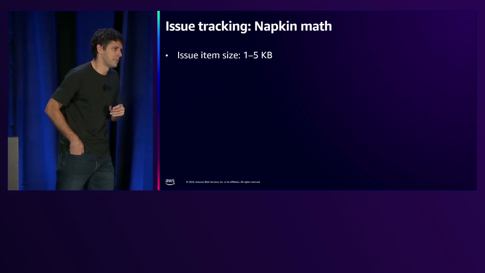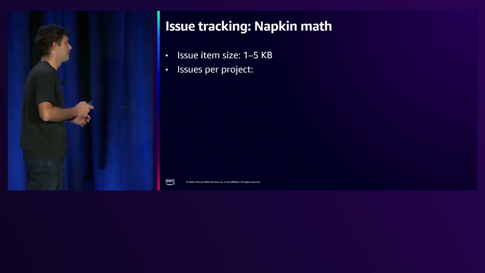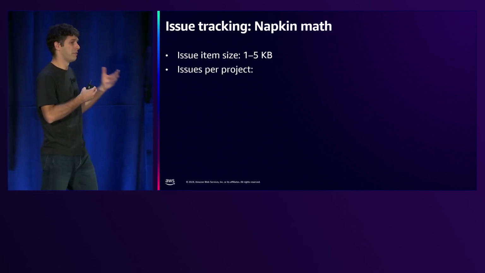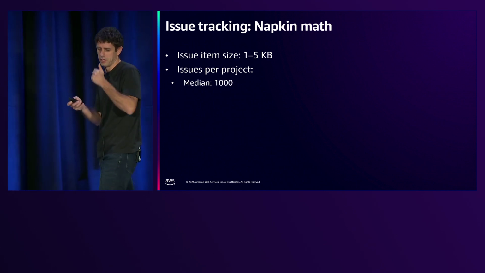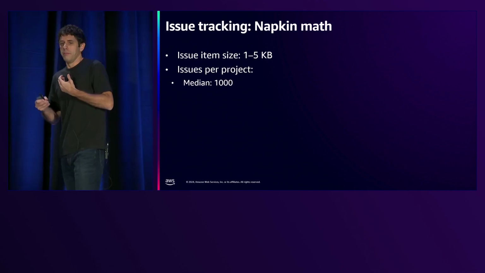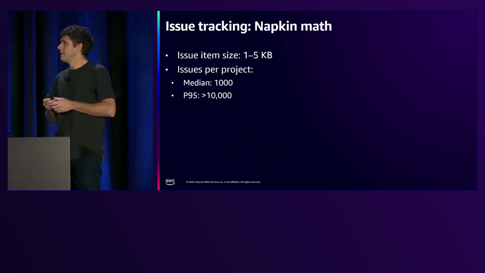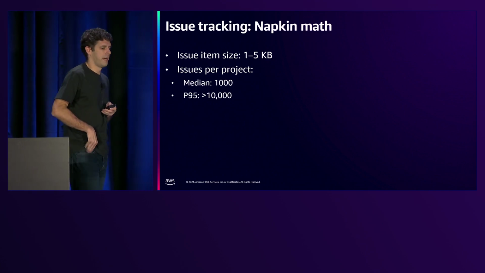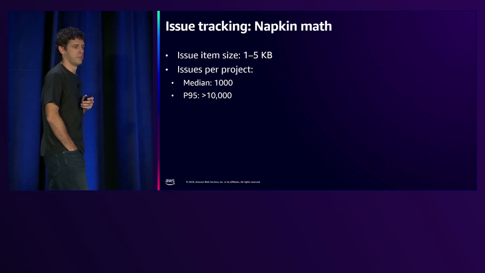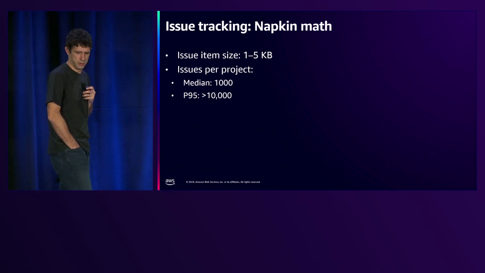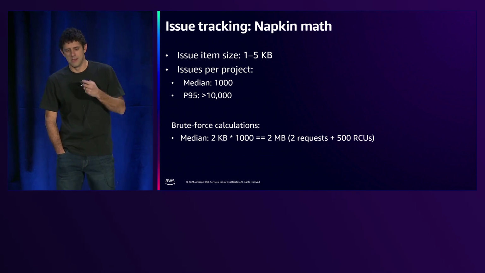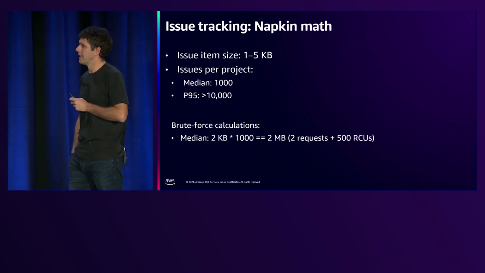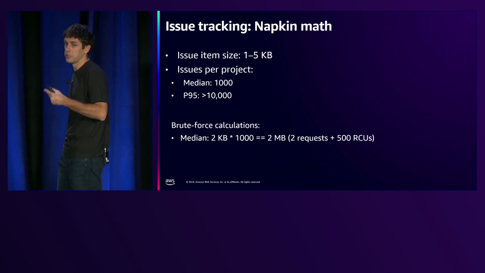Let's say our issue item size is maybe 1 to 5 kilobytes. And then in terms of the number of issues we have for a project, if we're searching for all the issues within this project, we have to know how many there are. The median project is probably going to have, let's say, 1,000 issues, but at the P95 you might have something like 10,000 or more for really big projects, Linux or whatever you have there. So just doing some brute force calculations on that: the median, maybe we're looking at 2 megabytes of data that we need to fetch, which means 2 requests.